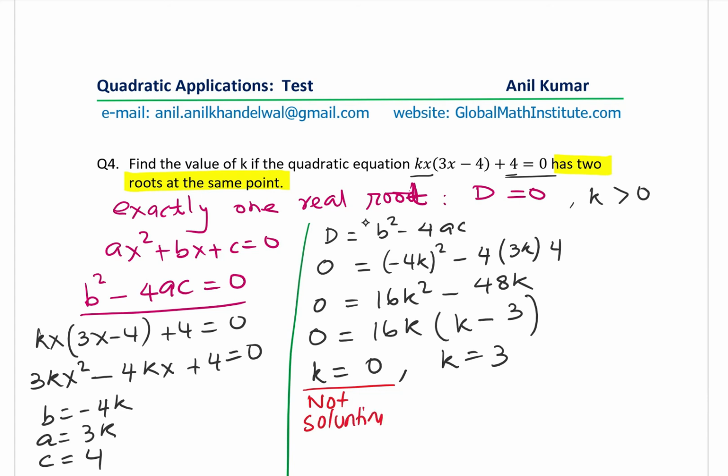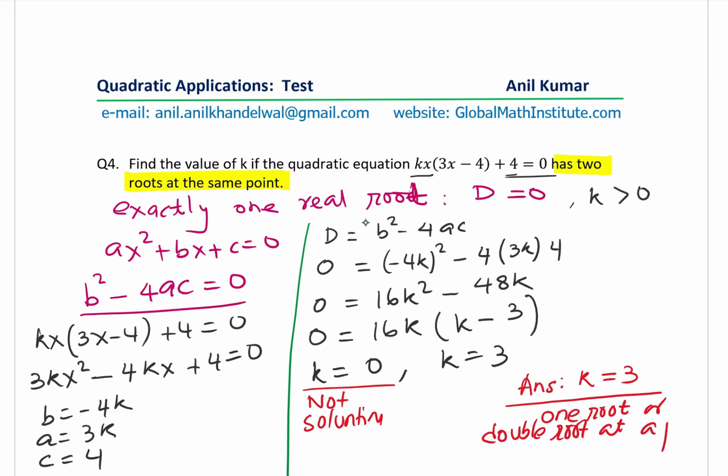Since the equation is not true, if you put k as 0, you get 4 equals to 0, right? If I substitute k as 0, you get 4 equals to 0. Equation is not true. So k equals to 3 is a valid solution, correct? So we get the answer as there's only one value of k, and which is k equals to 3. We'll have one root, or we can say double root at a point. Is that clear to you? So that is how we are going to solve this particular question.